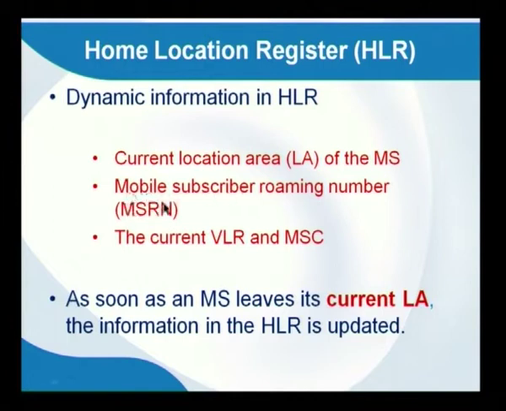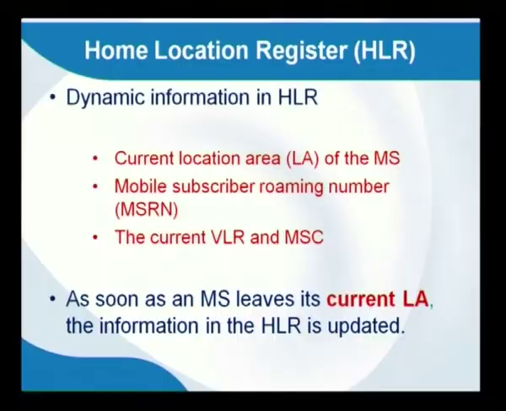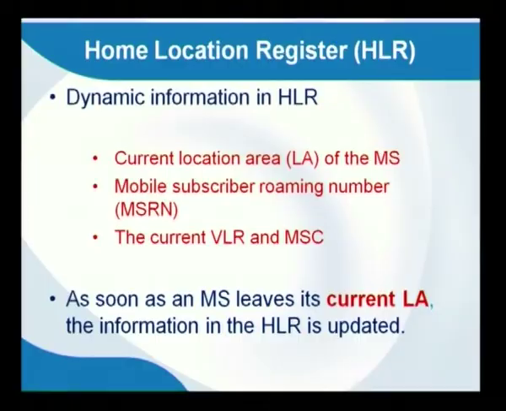Now, whenever the user is entering into a new location area with respect to the cellular coverage, they will be provided with a different MSRN. Using or mapping this MSRN with the user's static information, the service providers are able to locate the users. And the current visitor location register and current MSC. These kinds of information are stored in the home location register, but they come under the dynamic information as the information keeps on changing.